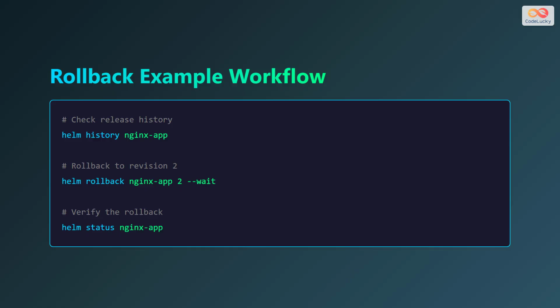Let's walk through a complete rollback workflow. First, check the release history using helm history nginx-app. This shows you all available revisions. Next, perform the rollback to revision 2 using helm rollback nginx-app 2 with the --wait flag. This ensures the rollback completes successfully before returning. Finally, verify the rollback worked by checking the release status with helm status nginx-app. This workflow demonstrates the complete process, from investigation to verification.